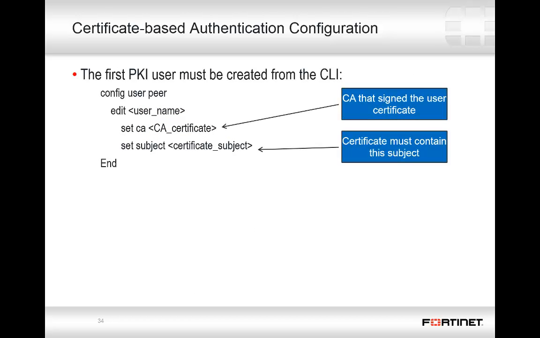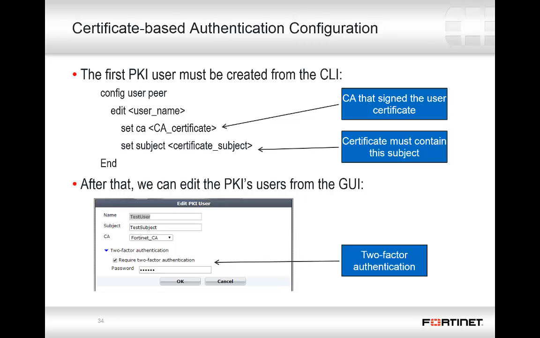Finally, let's see how to configure a FortiGate device for certificate-based user authentication. Users with a digital certificate are called PKI users. Initially, the FortiGate's GUI will not show the option to create those users. It is a configuration section that is initially hidden from the GUI menu. You must create your first user from the CLI using the commands shown in this slide. When creating the user, you must specify the CA that has signed the user certificate and what the user certificate's subject field must contain to be valid.